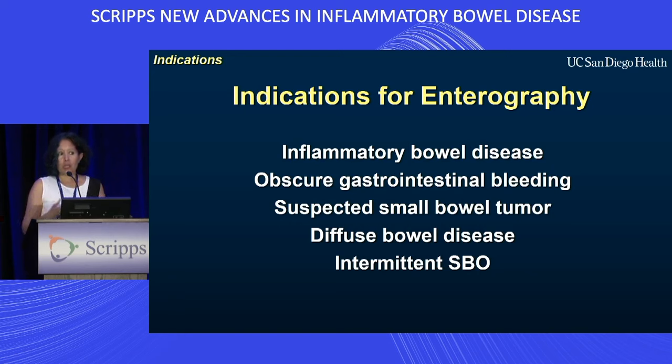A couple of things that we use enterography for now: primarily inflammatory bowel disease. We do a fair amount of evaluation for occult or obscure gastrointestinal bleeding, with the idea that we're trying to evaluate for a suspected small bowel tumor. Diffuse bowel disease is not as commonly used, as well as intermittent small bowel obstruction. That's also been kind of hit or miss as far as the success of using enterography in that setting, but really we focus most of the utilization of this type of examination on those top 3 indications these days.